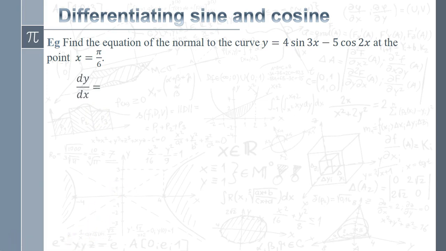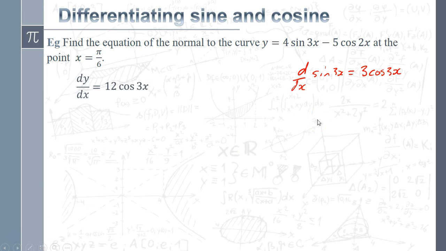So dy/dx equals, well, let's start off, and I'm going to have a little scribble again. If we wanted to differentiate sine 3x, that's going to become 3, differentiate sine, you get cos, the function stays the same, so that becomes 3 cos 3x. So what that gives us is 12 cos 3x, so that bit's done.